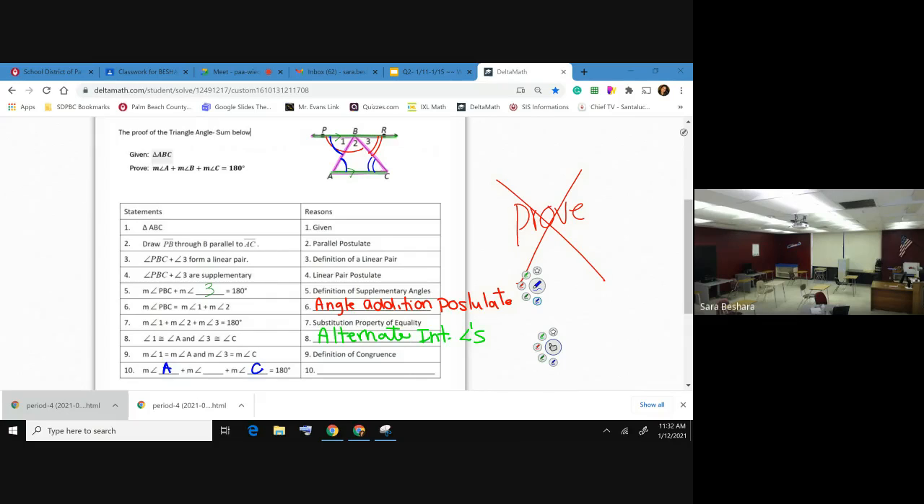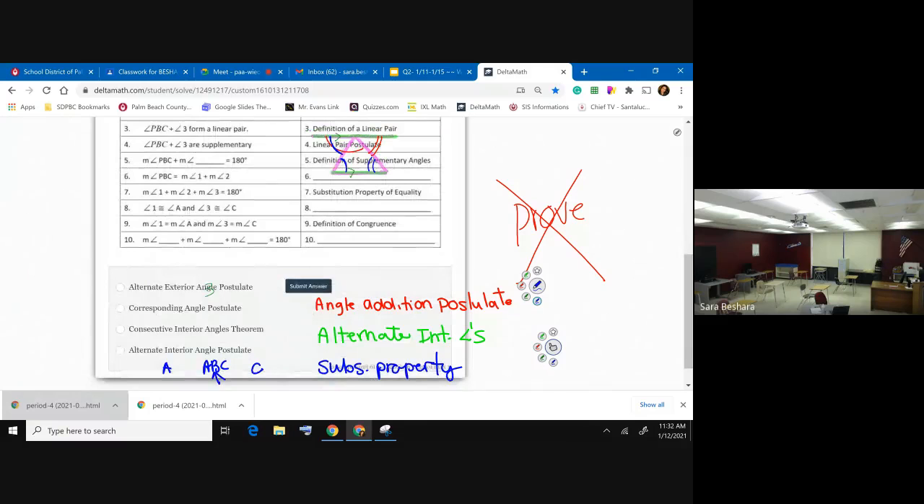Look at that. A, B, C is really the same as B. So I'm going to write it A, B, C, but it's really nothing more than just B. Okay? And what I just did is the substitution property of equality. We just replaced a few things. Okay? And that's it.